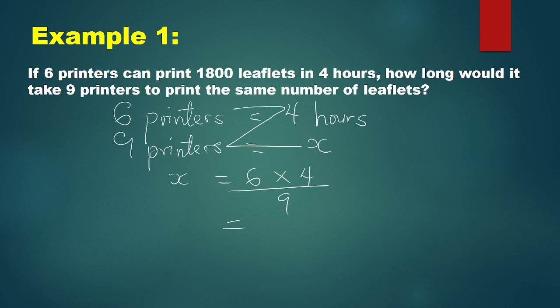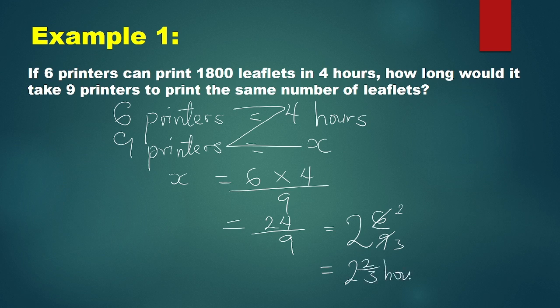So 6 times 4 is 24. 24 divided by 9. I'll change this into a mixed number. That's just simply 2 whole number 6 over 9 to the lowest term. That's 2 and this is 3. So that's 2 whole number 2 over 3 hours. So it means that to complete this job, the printers will spend 2 whole number 2 over 3 hours.